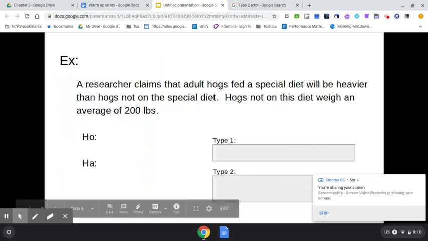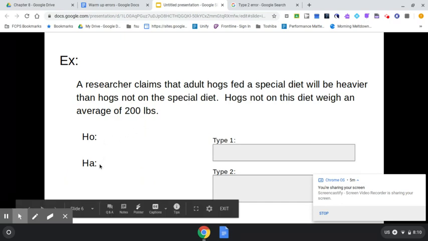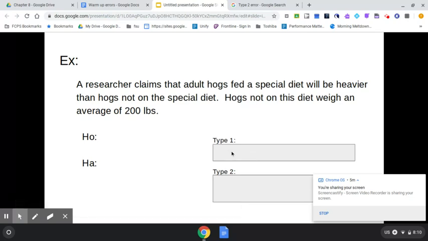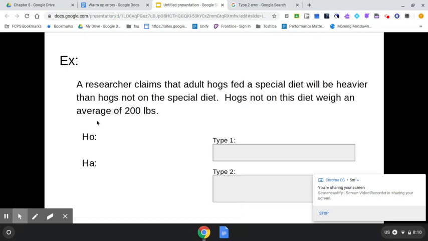All right, so what we're going to have to do, guys, is take a statement and write the null and alternative hypothesis from it. Hopefully we're comfortable there. We've been doing that for a little bit now. But then we're going to have to write a sentence of what the type 1 error would say and what the type 2 error would say. Okay, so let's first take a look at this first example.